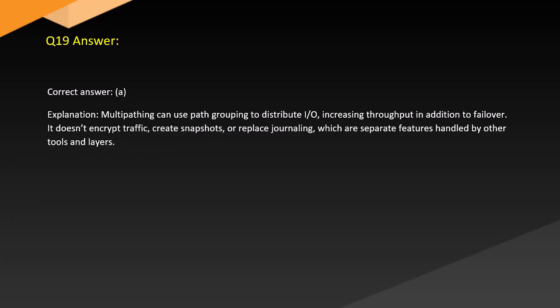Answer. Correct answer, A. Explanation. Multipathing can use path grouping to distribute I/O, increasing throughput in addition to failover. It doesn't encrypt traffic, create snapshots, or replace journaling, which are separate features handled by other tools and layers.